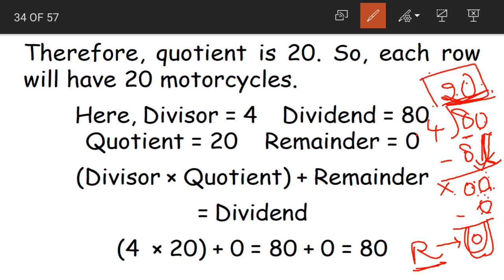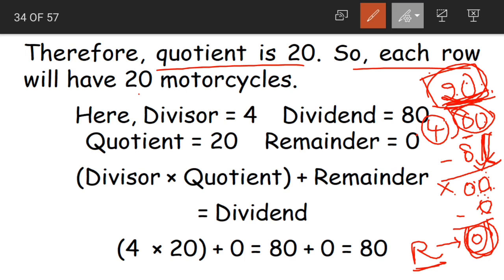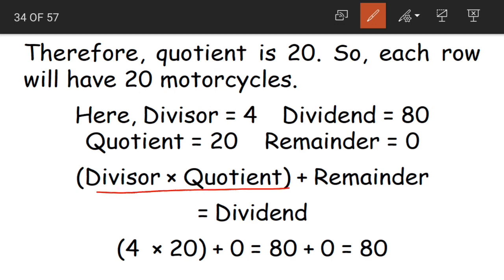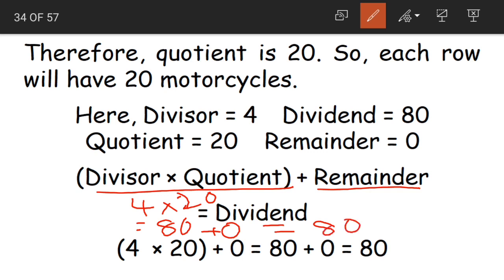So what can we conclude from this? Therefore the quotient is 20. So each row will have 20 motorcycles. Here divisor is 4, dividend is 80, quotient is 20, and what is our remainder? Remainder is 0. Okay children, if you want you can cross check. Divisor into quotient is 4 into 20. 4 20s are how much? 80 plus what is our remainder? 0. 80 plus 0 becomes 80 only.